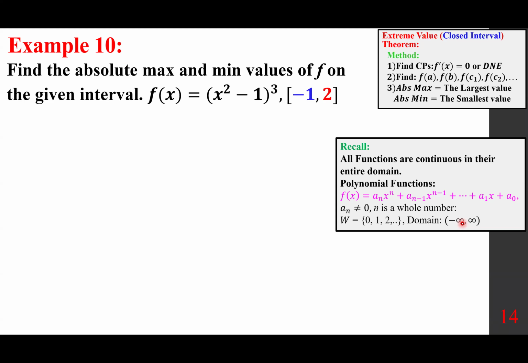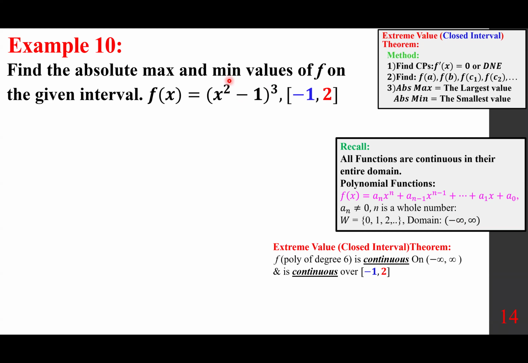So what are we dealing with here? We are dealing with the polynomial of degree 2 times 3. The product of these two is the degree. So f is a polynomial of degree 6. It's continuous from negative to positive infinity, which makes it continuous in the given interval of -1 to 2. And so we can move on.